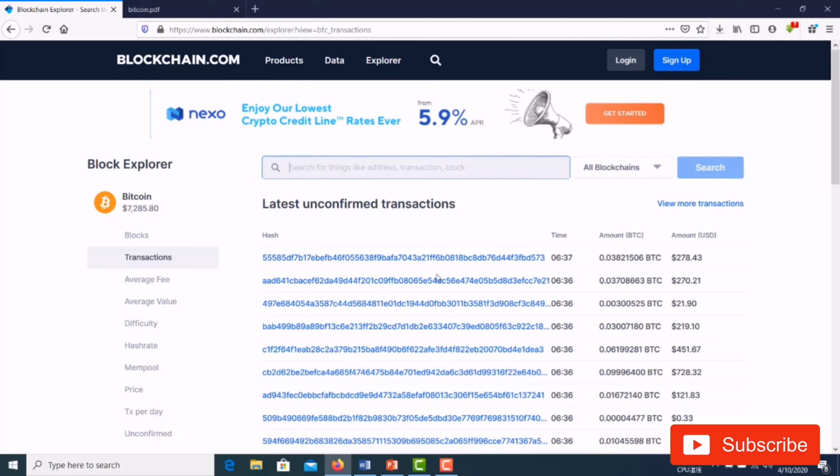So when we look at the latest unconfirmed transactions, these are transactions that are still being processed by the network, by the computers. And they only get to the blockchain once they are verified by the system as valid transactions.